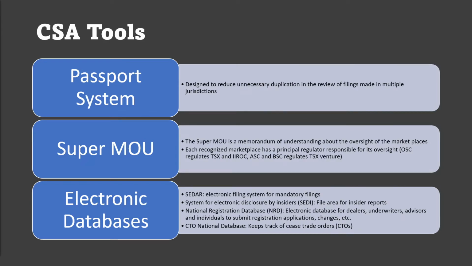So some of the CSA tools. The passport system is designed to reduce unnecessary duplication in the review of filings made in multiple jurisdictions. So basically, it allows them to keep track of reviews that were made in different provinces.